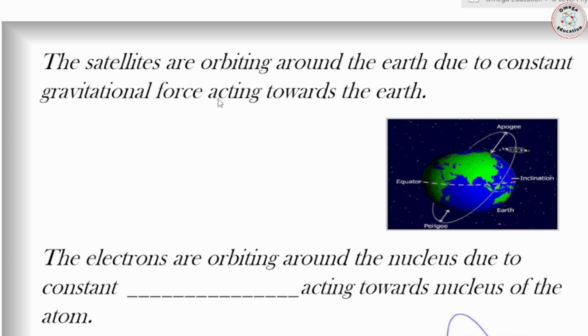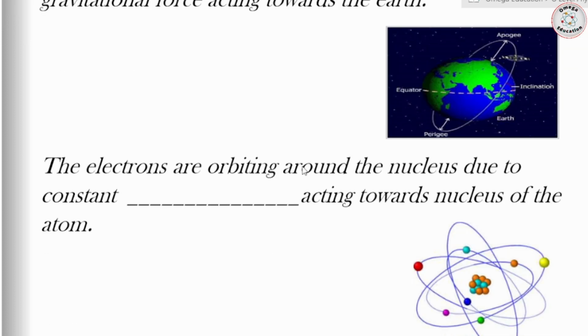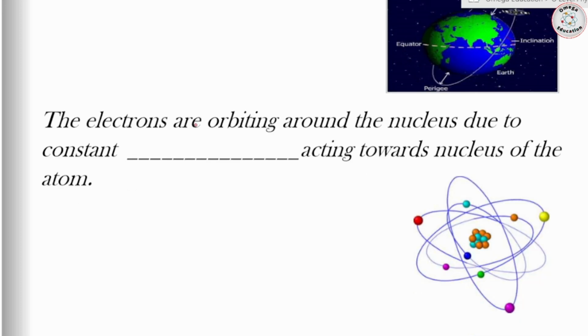The electrons are orbiting around the nucleus due to a constant centripetal force, acting towards the nucleus of an atom. And in this case, the centripetal force comes from the electrostatic force. So you can write electrostatic force as well.